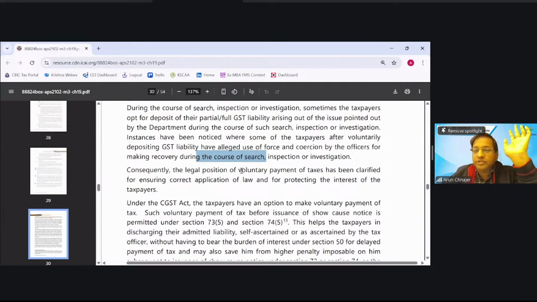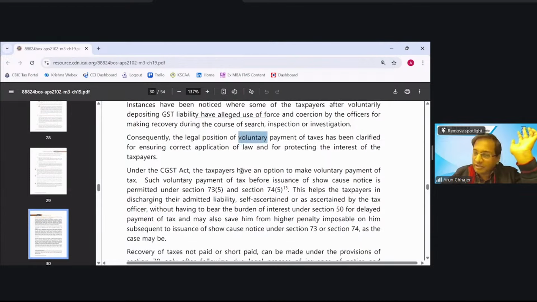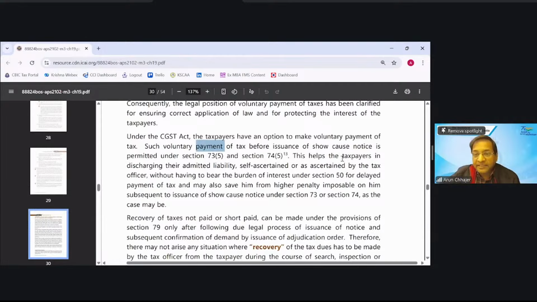Consequently, the legal position of the voluntary payment of the tax has been clarified for ensuring the correct application of the law and for protecting the interest of the taxpayer. Under the CGST Act, the taxpayer has an option to make voluntary payment of the tax. Such voluntary payment of the tax before SCN is permitted. This helps the taxpayer in discharging the admitted liability, self-ascertained or as ascertained by the tax officer, without having to bear the burden of interest, and may also save him from higher penalty, as the case may be.